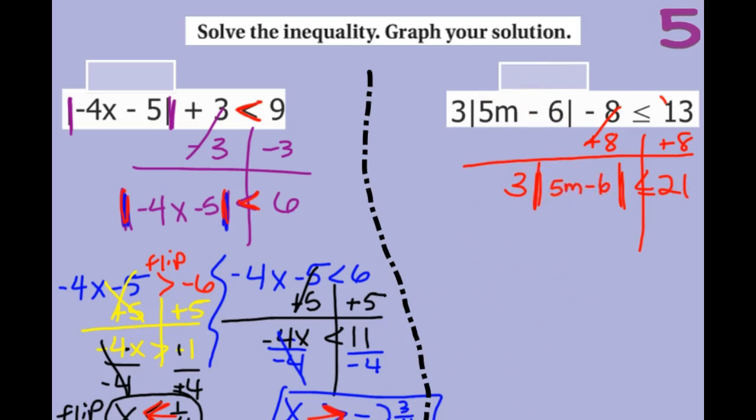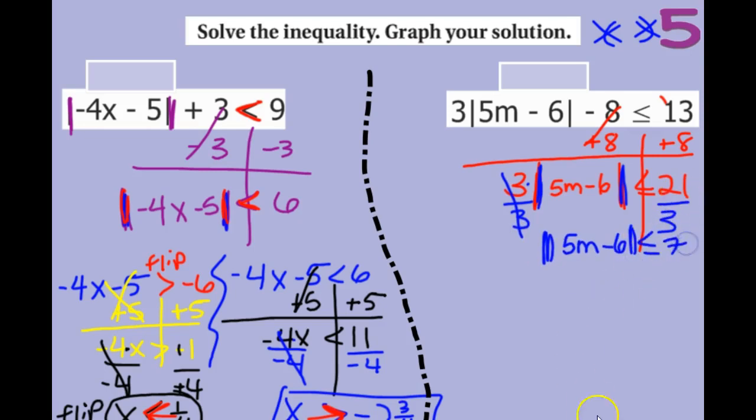minus 6. But our absolute value is not by itself yet, so let's get rid of that multiplying by 3, so we need to divide by 3. You cannot distribute. These are not parentheses. So we have the absolute value of 5m minus 6, which is less than or equal to 7.